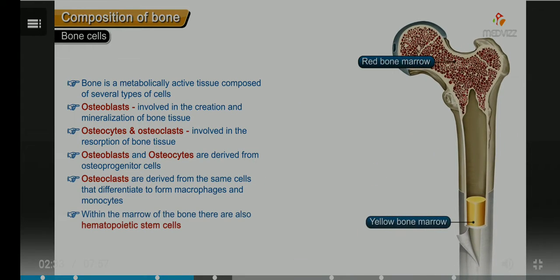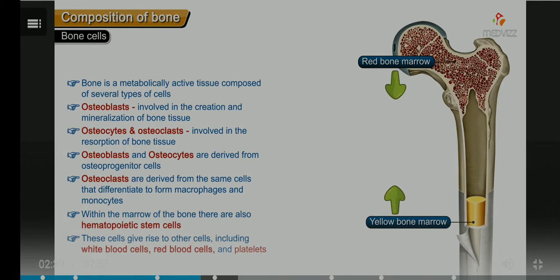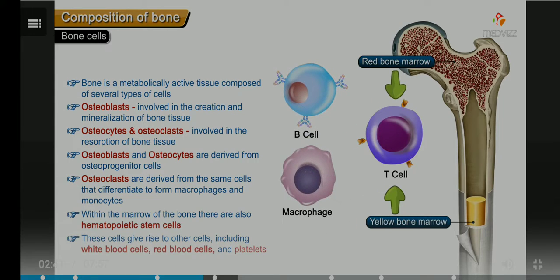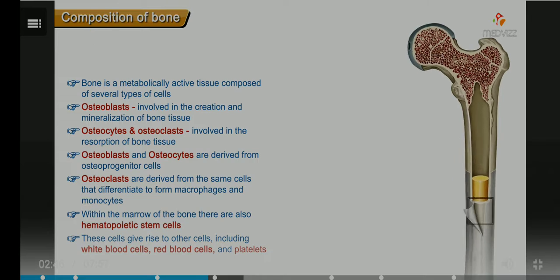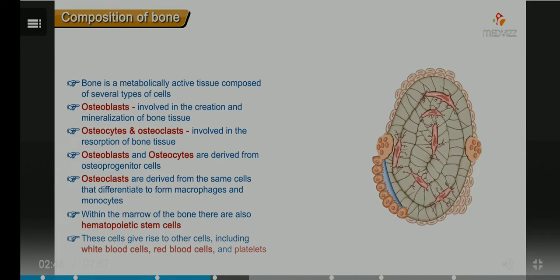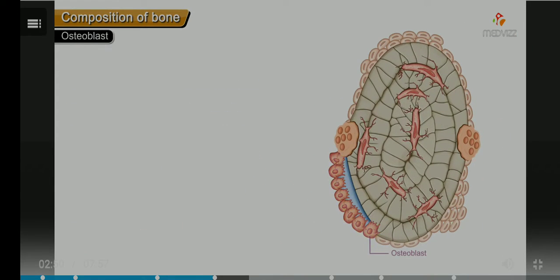Within the marrow of the bone, there are also hematopoietic stem cells. These cells give rise to other cells including white blood cells, red blood cells, and platelets. Now let's try to understand the functioning of each of these cells. To begin with, the osteoblasts.